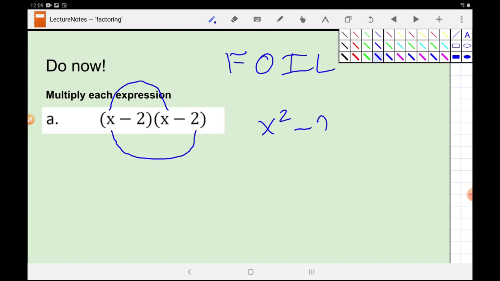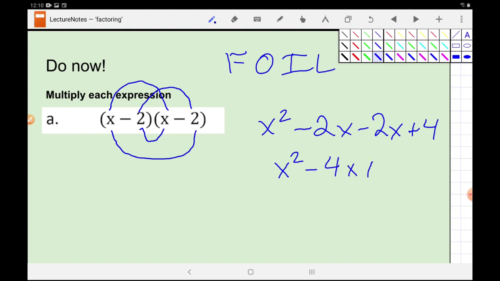That's just negative 2x. And then we're going to go with the inner terms. We're going to go with these two right here. So what is negative 2 times x? That's just another negative 2x. And last, we're going to go with the last term. So the negative 2 times the negative 2. Well, that's just going to be positive 4. All right, so simplifying real quick, we're going to get x squared minus 4x plus 4. And voila. There's my answer for that one.